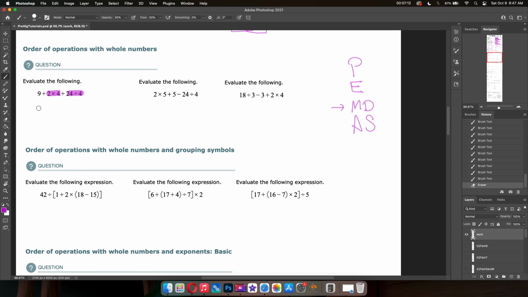So looking at this, what is 2 times 4? That's 8. What is 24 divided by 4? That's 6. And now that's a lot easier to read in my brain space. 9 and 8 is 17, 17 and 6 is 23. That's easy enough to do in your head. And now the same thing here. We have 2 times 5, and then we have 24 divided by 4. So 2 times 5 is 10 plus 5. 24 divided by 4 is 6. 10 plus 5 is 15. 15 minus 6 is 9.